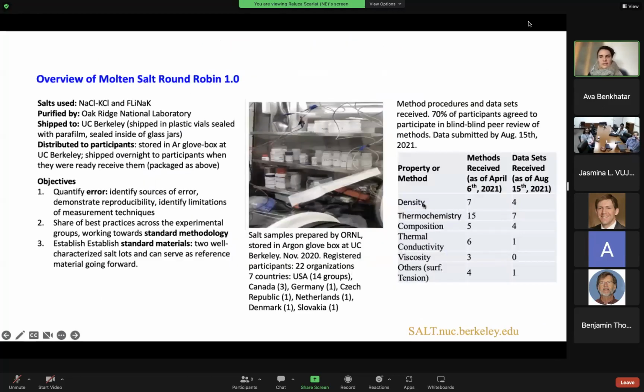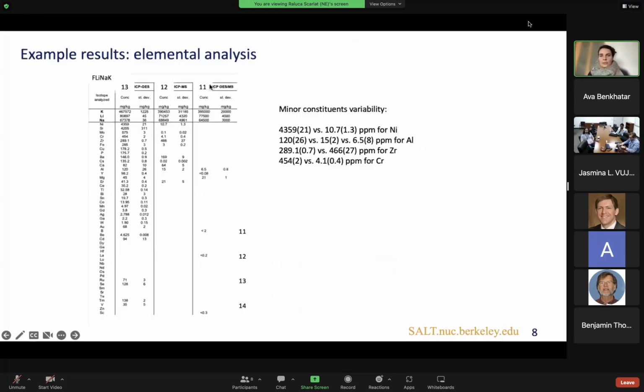These are sort of the data sets as of a year ago. We have more data sets now, and this is a work in progress, and there's a manuscript being prepared, but I'm not going to show results. It's not within the scope here, but I wanted to show an example of anonymized results for elemental analysis on FLiNaK, specifically for minor constituents.